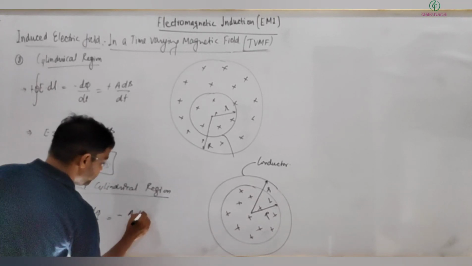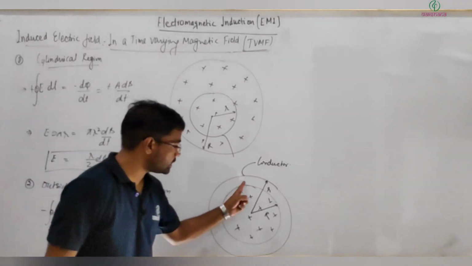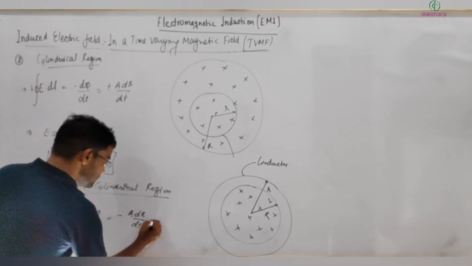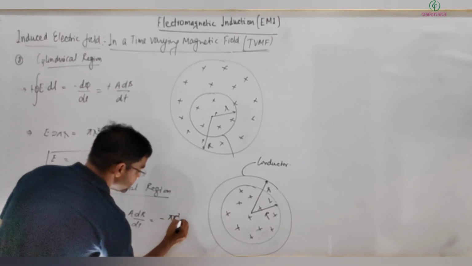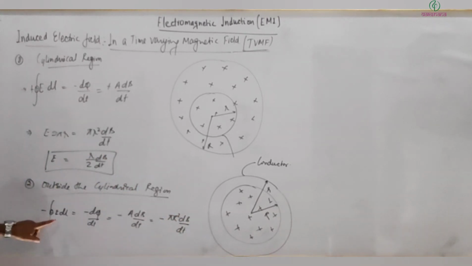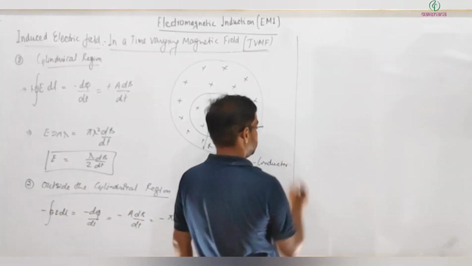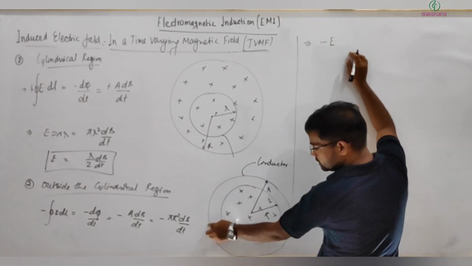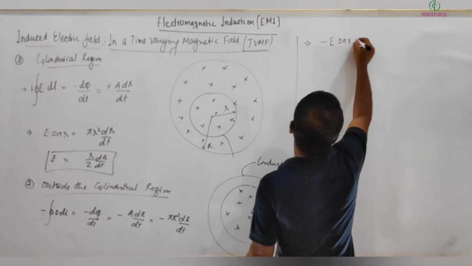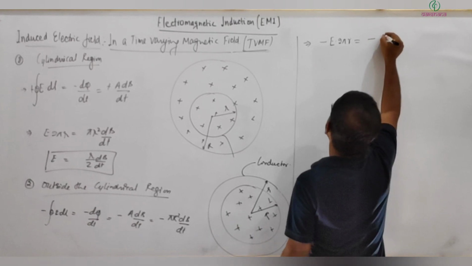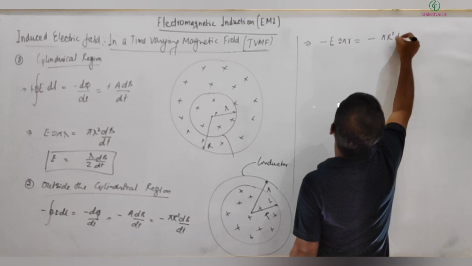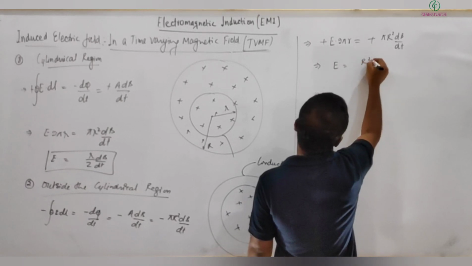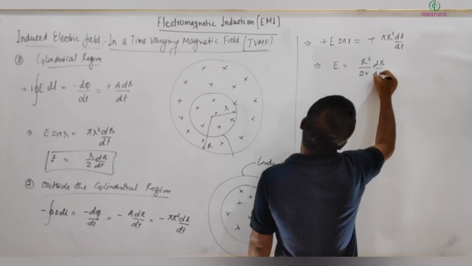Now see here, what is this flux? The flux is linked only through this area, not through this area. So that's why the area will be pi capital R square into dB by dt, and this implies E dot dl, where dl for this small element is 2 pi r. So minus E times 2 pi r equals minus pi capital R square into dB by dt. The minus signs get cancelled, this implies E equals R square by 2r into dB by dt.